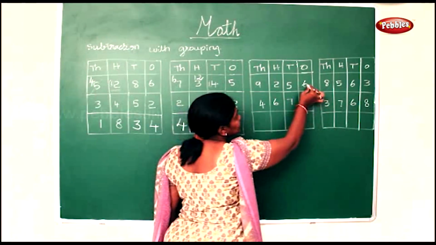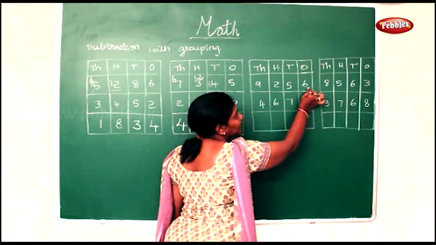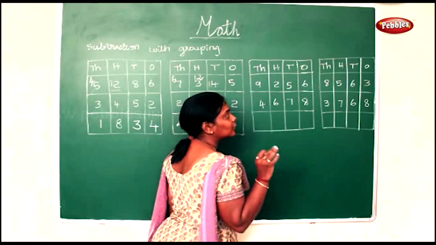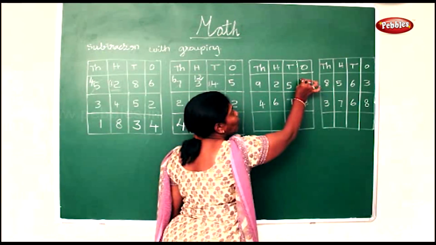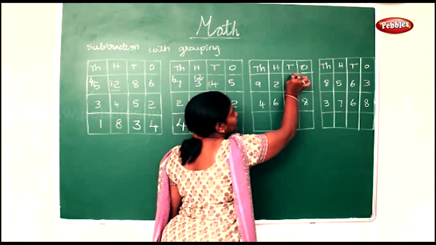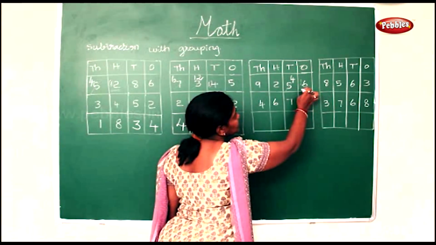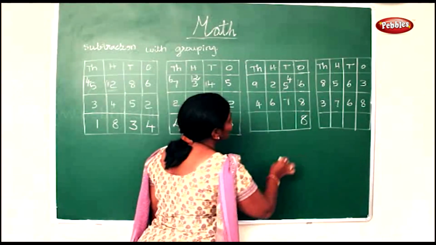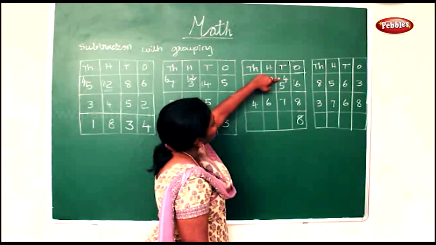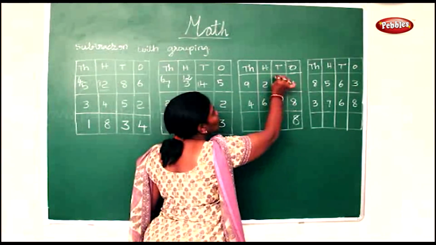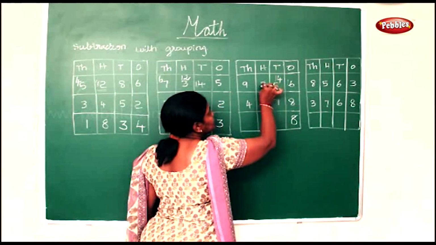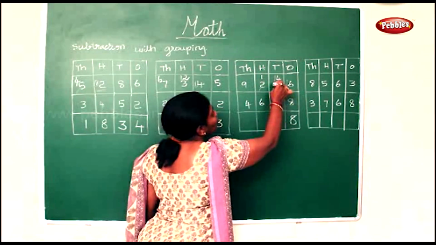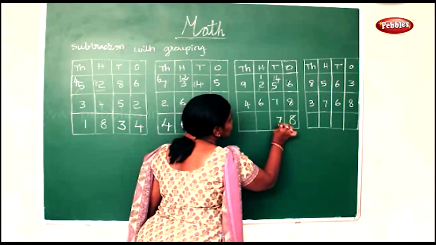Again here 6. Now 6 here is a smaller number. 8 is a greater number. You cannot subtract it. So we will borrow from here. So how much is 16 minus 8? It is 8. Now again here this is a small number. So again what we'll do? We will borrow and this will become 1. So 14 minus 7 is 7.